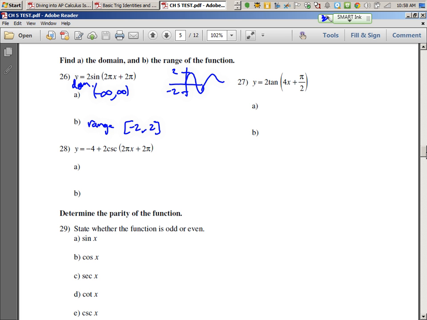So what about this horizontal compression here? There's a 2 pi on that x. What about the left shift that's involved? Well, those are important, but they don't affect the domain. If you have a graph that's infinitely wide, and then you horizontally compress it, it's still infinitely wide. If you shift it over, it's still infinitely wide, see? So that doesn't change the domain. Let's go to 27.